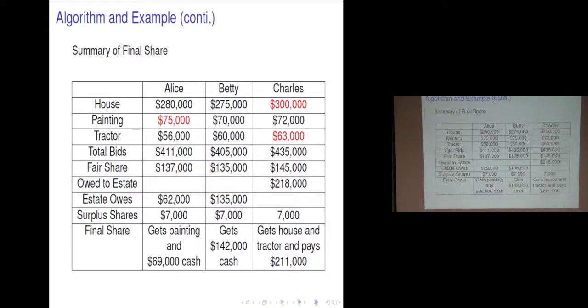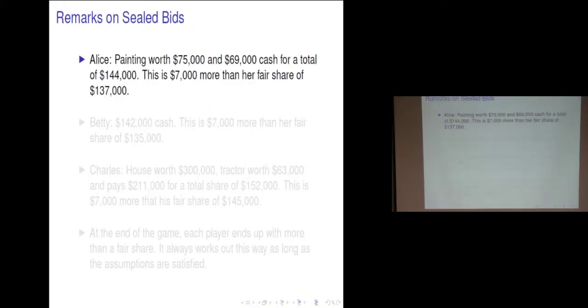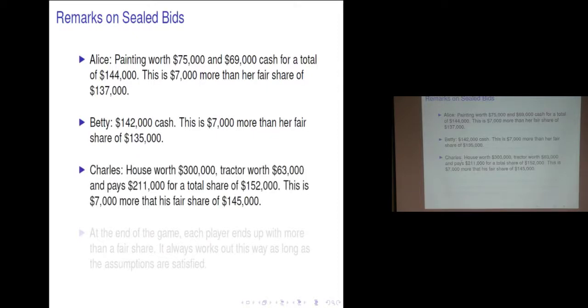She gets this amount. Now, how about Charles? Charles gets a house, which in his eyes is worth this amount, and also the third item, the tractor, worth this amount, but he has to pay, right? So the total share is this. Again, this is 7,000 more than his fair share.